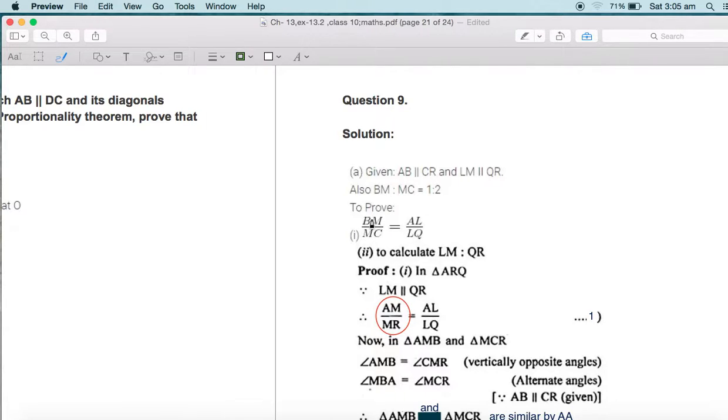What do I have to prove in the very first part? BM upon MC equals AL upon MQ. That is the first thing that I need to prove. The second part is I have to calculate the ratio LM to QR.